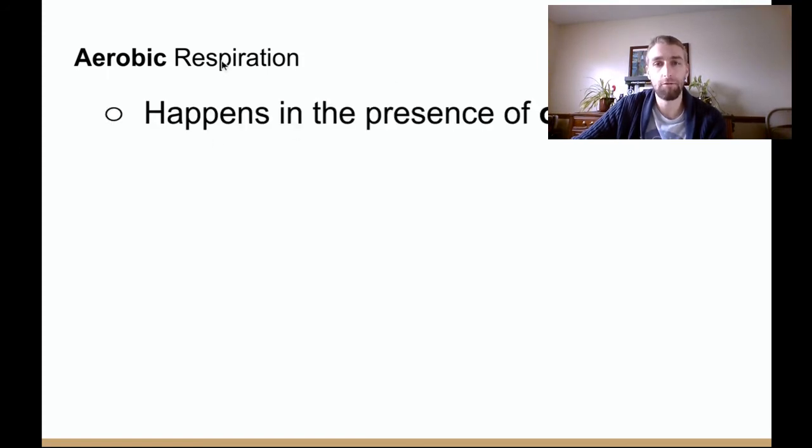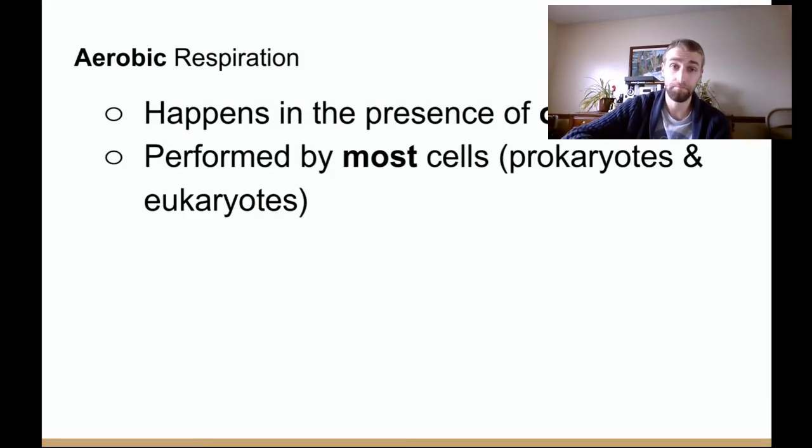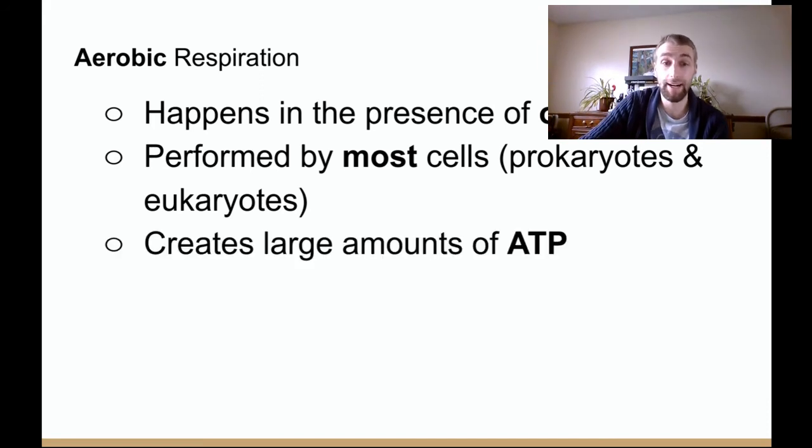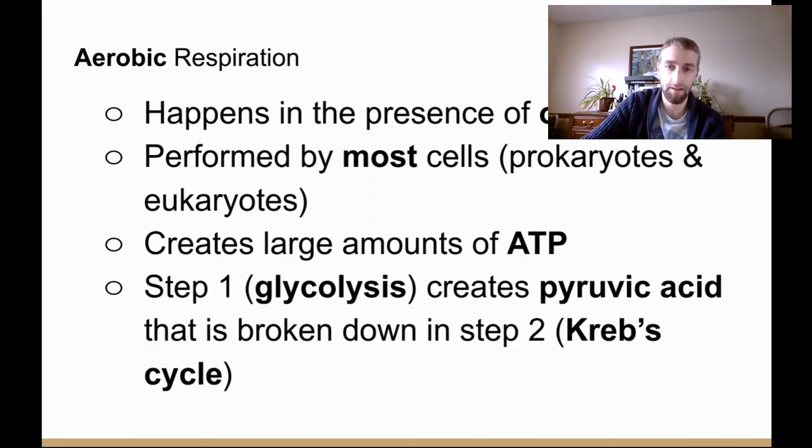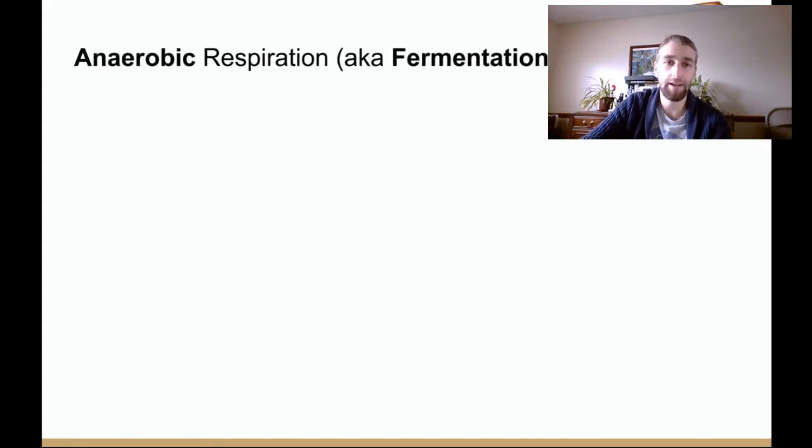So with aerobic respiration, that's what we just talked about. That's like the whole process of cellular respiration, breaking down food with oxygen. That is performed by most cells most of the time. The reason that we use oxygen and we need oxygen is because that lets you break down food enough to release large amounts of ATP. To do that, you have glycolysis, Krebs cycle, and ETC.